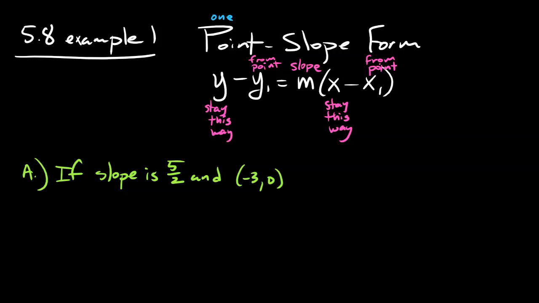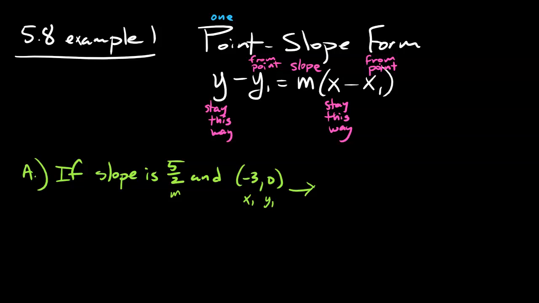Callie, do you think you can help me out with this one? I was hoping you could tell me which numbers go in place of what. Correct, correct. How about the 0? Good. How about the 5/2? So m. Good. Perfect. And to be honest, that's our answer.